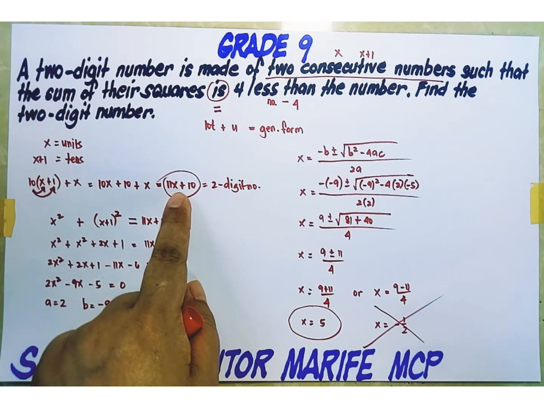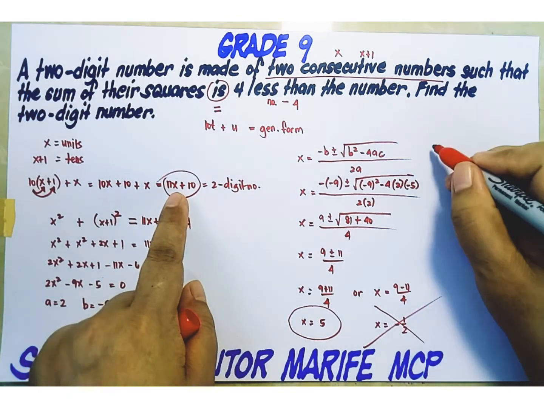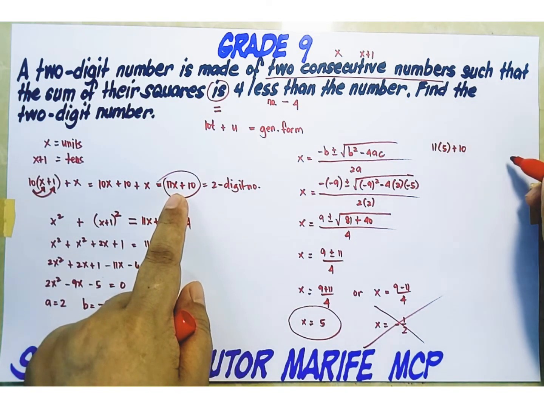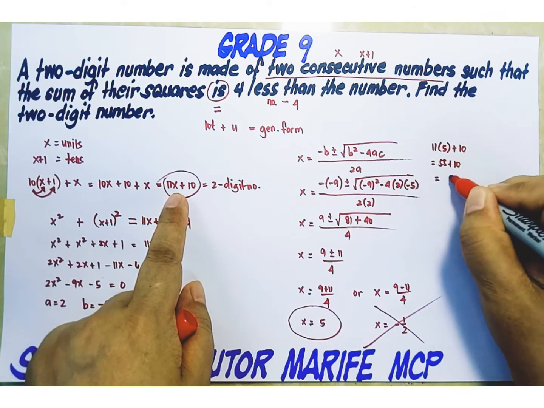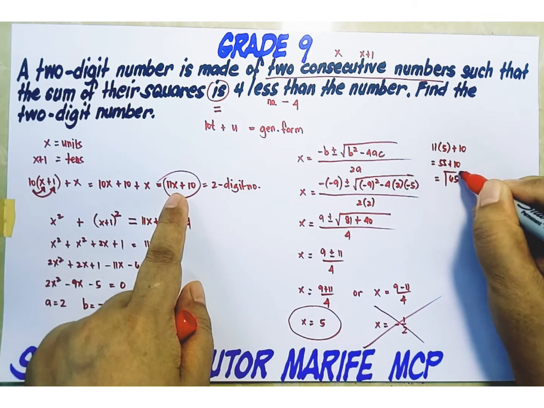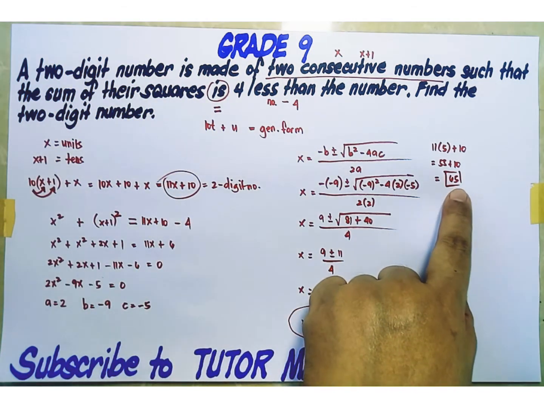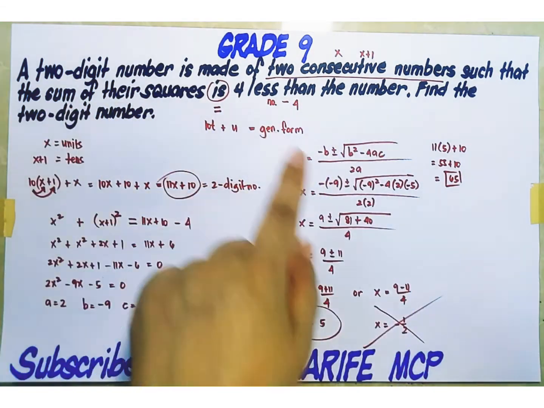Going back to the representation of our two-digit number, it is 11 times 5 plus 10. And this is equal to 55 plus 10, or 65. 65 is the answer. We can validate our answer by going back to this statement.